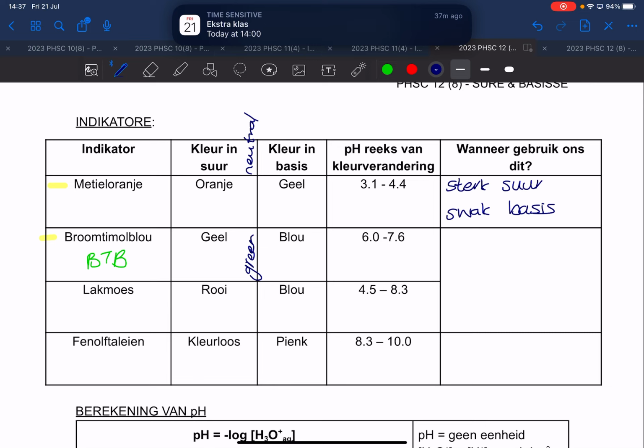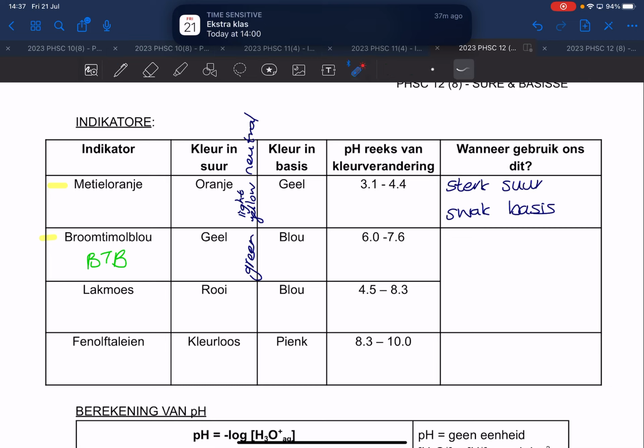Baie goeie vraag. Yes, tomorrow? Ag, tomorrow. Sorry? It's like a light yellow. Light yellow. Okay. Fluoried is seel. Hy het vloer in. Dis fluor. Maar vloer is ook 'n suur, maar hang af waarmee hy gebind is. Ons kan nou kyk.